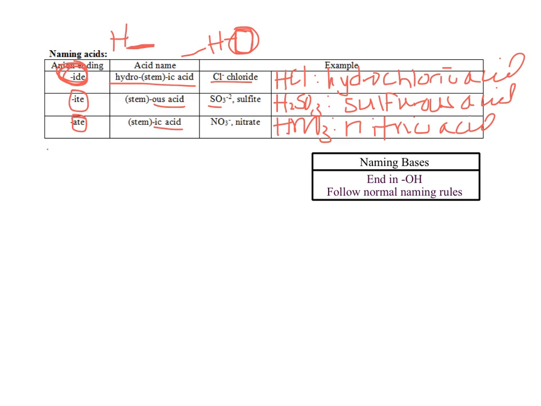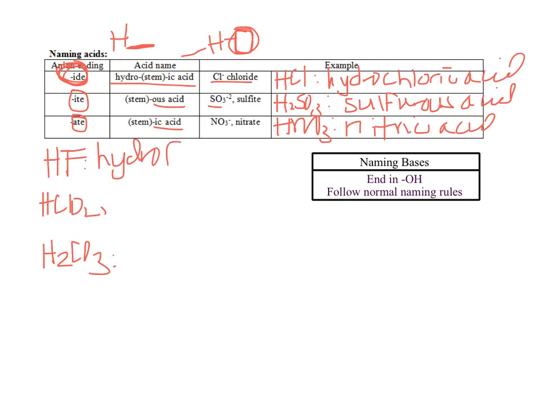So let me write a few practice problems. HF, HClO2, H2CO3. Considering that we're starting a unit all about acids and bases, you're definitely going to be seeing a lot of acids, whether in formula or name, so it's good to remember how we name them. So HF would be hydrofluoric acid.